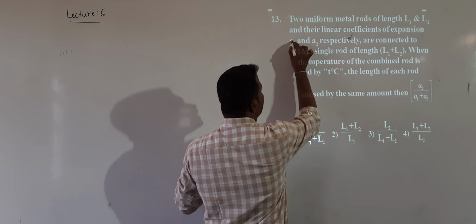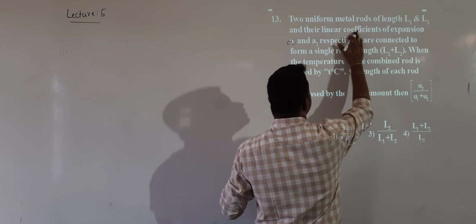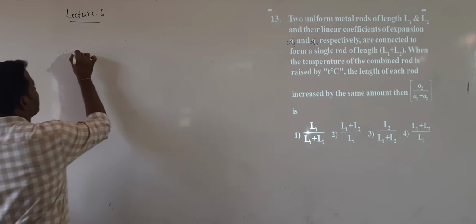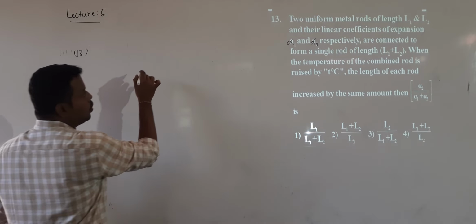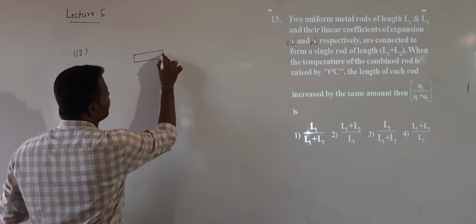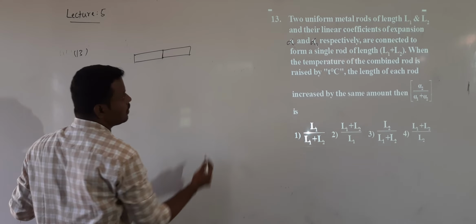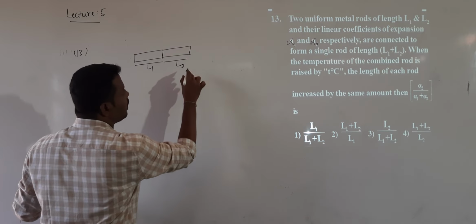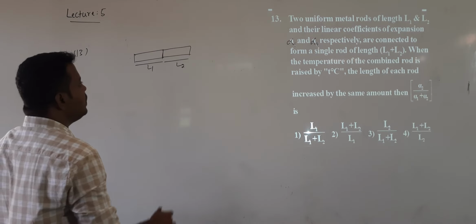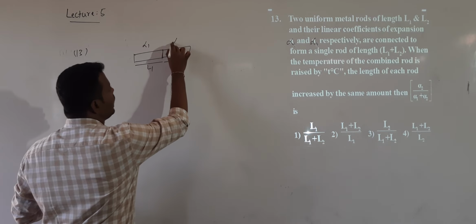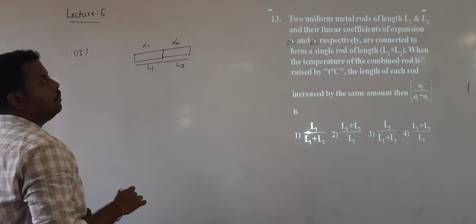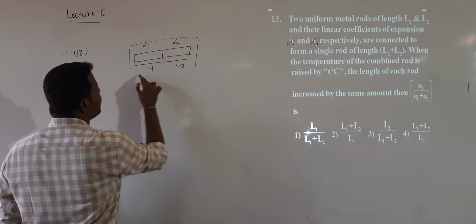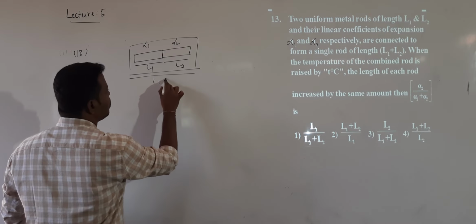Here also, where alpha 2 is written, it is looking like H. So this is alpha 1, this is alpha 2. Important question, question number 13. What is given is two uniform metal rods. The first rod has length L1, the second rod has length L2, and their linear coefficients of expansion are alpha 1 and alpha 2. They are connected to form a single rod. That single rod's length is L1 plus L2.